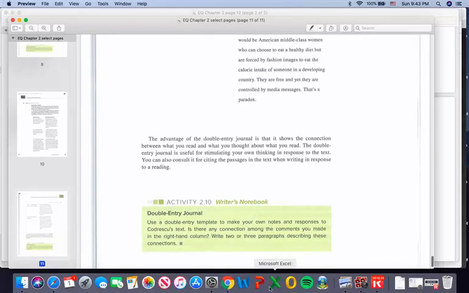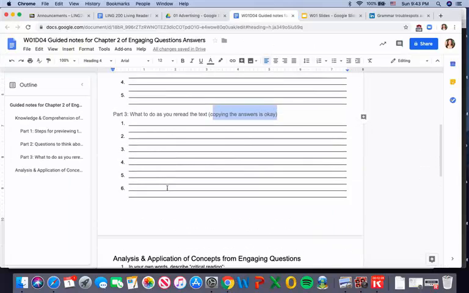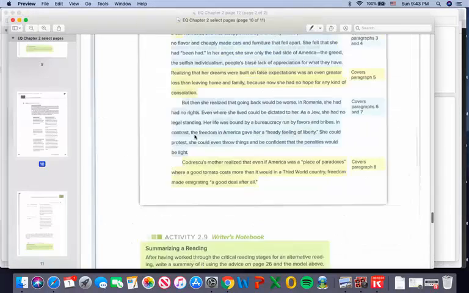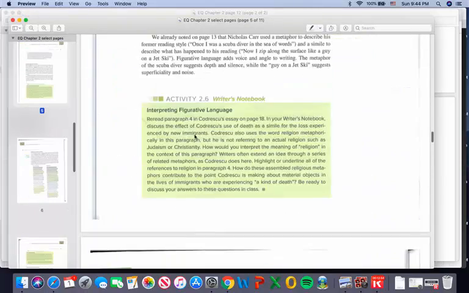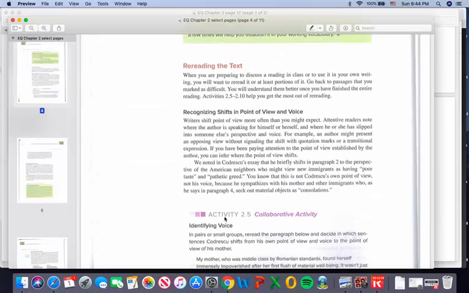So let's go back and look at this. So we've got these 6, and one thing that comes up as we're doing this: recognizing shifts in point of view. So it's identifying voice, that's actually an activity. So we can say, okay, that's not one. What that's doing is giving us practice with what we just talked about. So the identifying voice heading is just an activity that is helping you practice this. So we'll skip that one so that we've got our 6 points.